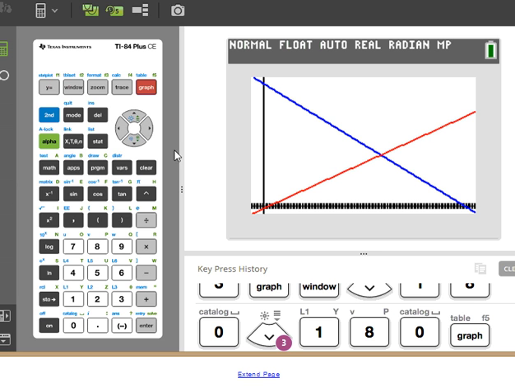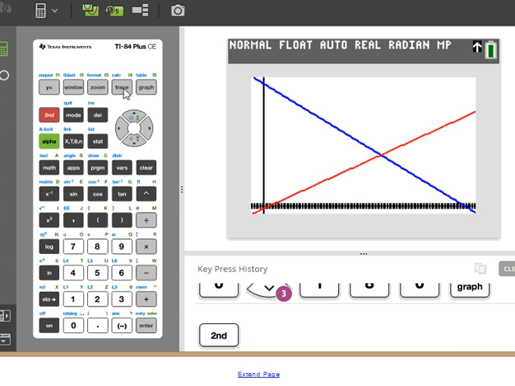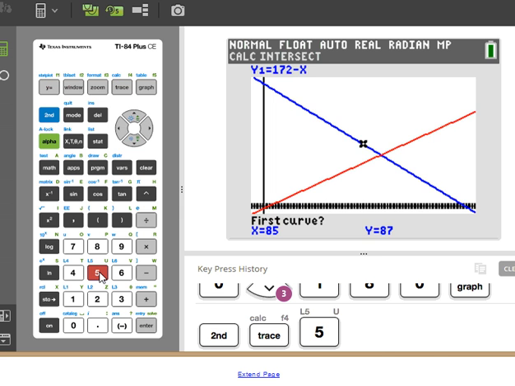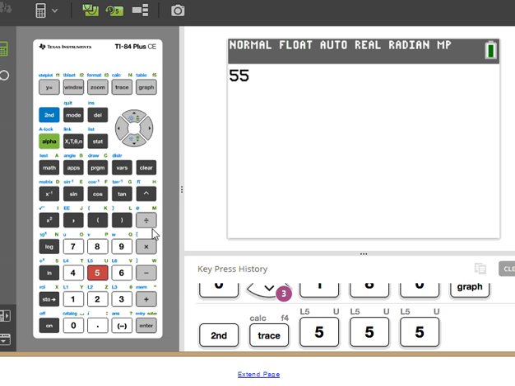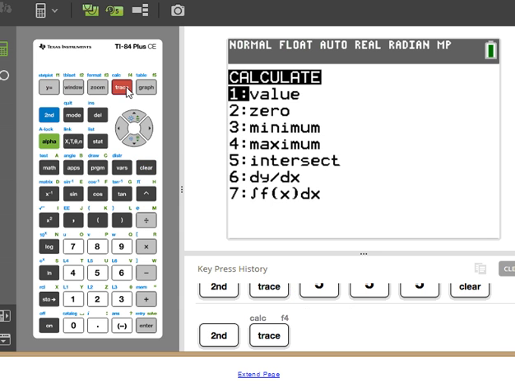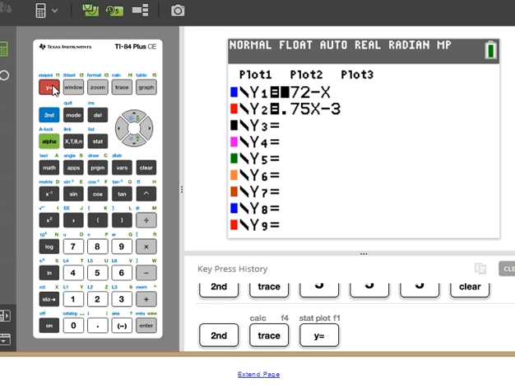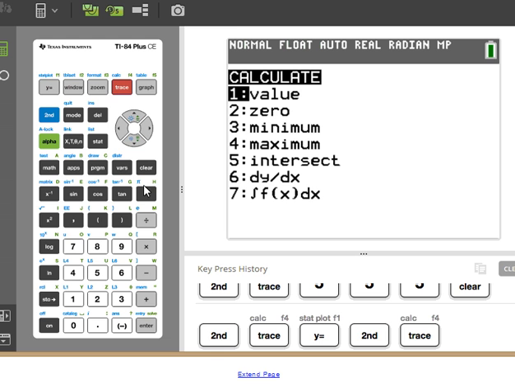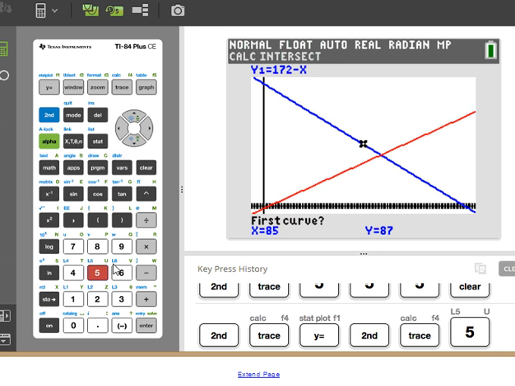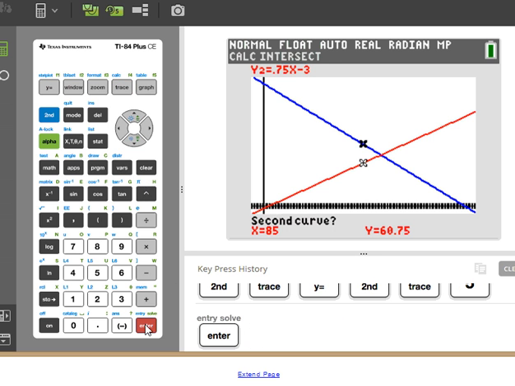And to find the intersection point, we can press second, trace, enter, oops. I don't know what happened there. Second, trace, oops, I want to go back here. Let's try it again. Second, trace, 5, enter. I don't know what I did wrong, but anyway, our larger number is 100, our smaller number is 72.